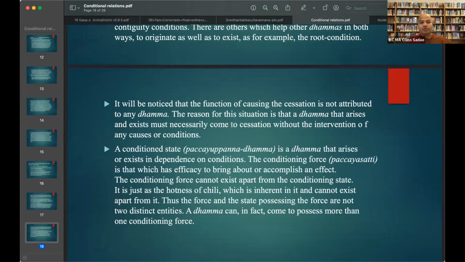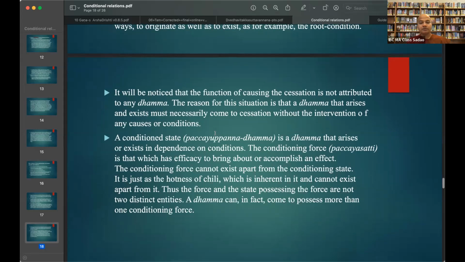It should be noticed that the function of causing the cessation is not attributed to any dhamma. What causes the cessation? Is there any cause for the cessation? The reason for this situation is that a dhamma that arises and exists must necessarily come to cessation without the intervention of any causes or condition. So there is arising and cessation of the cause as well, without the intervention of any external cause or condition. I think this might raise a question. We can think about it later on, and we can have some discussion on this.